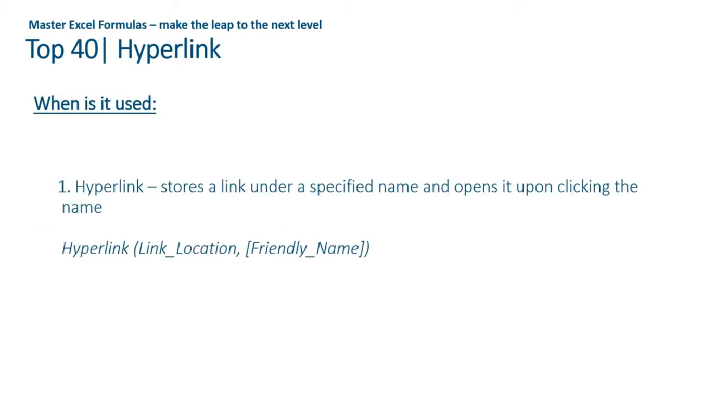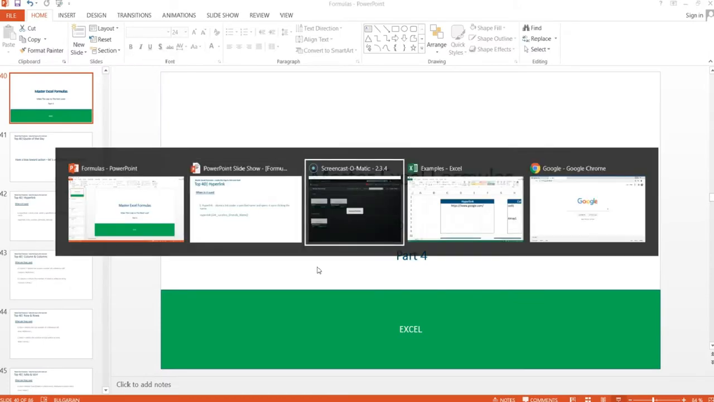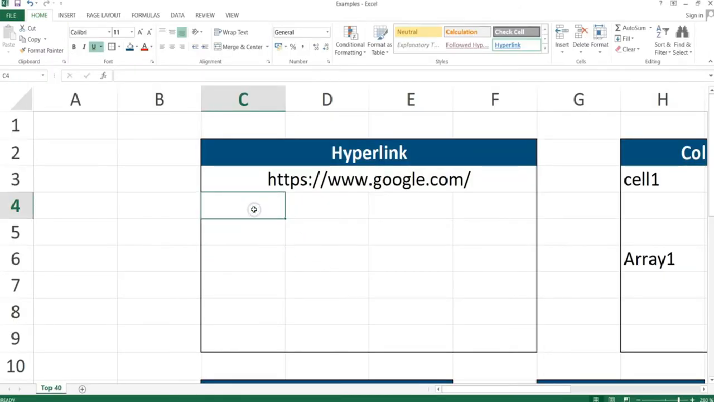So the first formula today is the HYPERLINK formula. This is a very useful formula again. It stores a link under a specified name and opens it upon, let's say, clicking that name. The way the formula is structured, you need the link location, and after that, a friendly name. I've put that in square brackets because it is an optional thing, really. So let me show you an example of this by going to the spreadsheet.